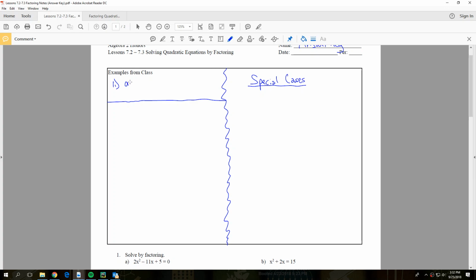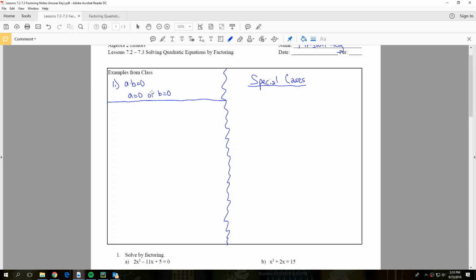If I said a times b is equal to 0, what could you tell me about a or b? Well, you would say, well, if a was like 100, for example, what would b have to be? Well, it would have to be 0. And if b was 99, what would a have to be? A would have to be 0. So we would say that either a is equal to 0 or b is equal to 0. Or both of them could be 0, right?